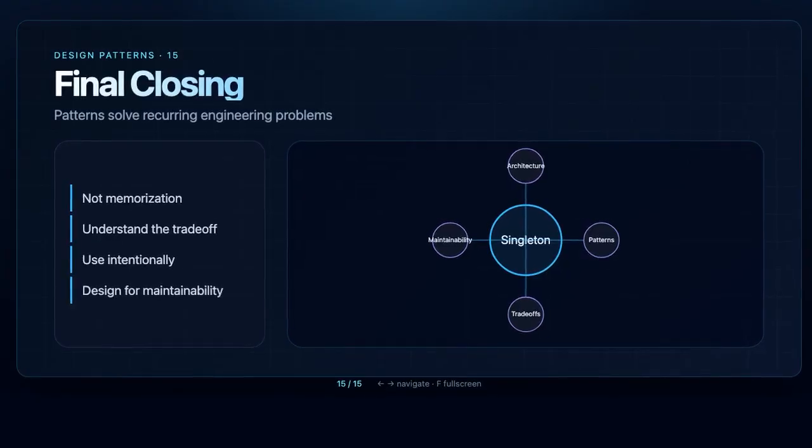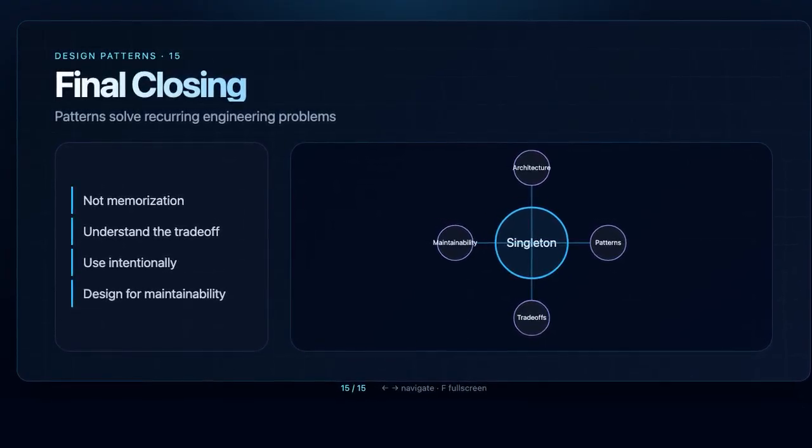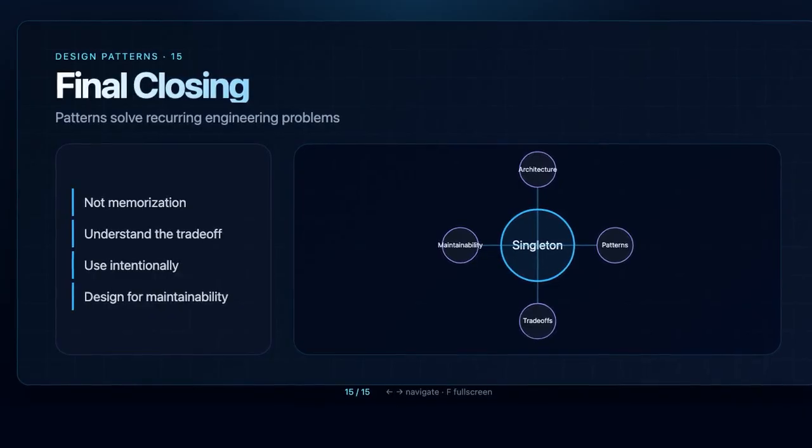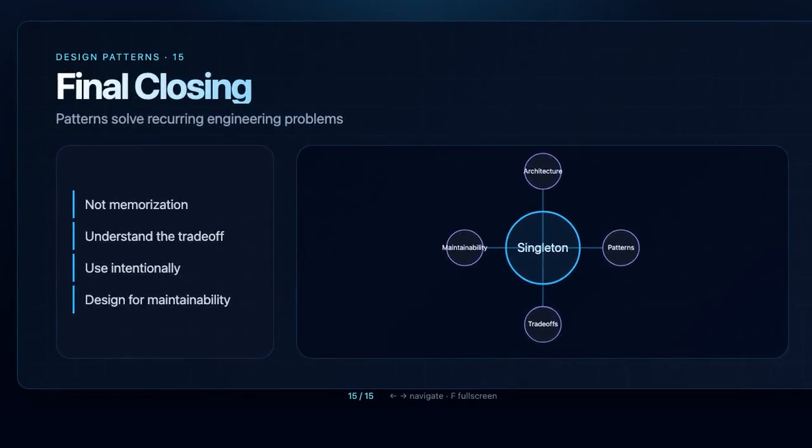Design patterns are not about memorizing code snippets. They are about recognizing recurring engineering problems and applying the right trade-off. Singleton is useful when one shared instance is truly needed, but it should be used intentionally and with awareness of testing, concurrency, and architecture impact. The main takeaway is judgment. Singleton is neither always good nor always bad. It is a tool for one-instance resource management, and good engineers know when the trade-off is appropriate.